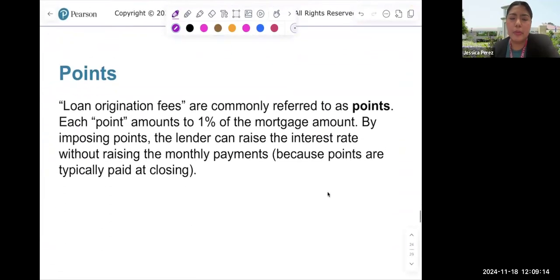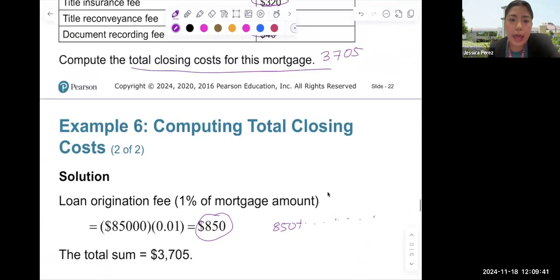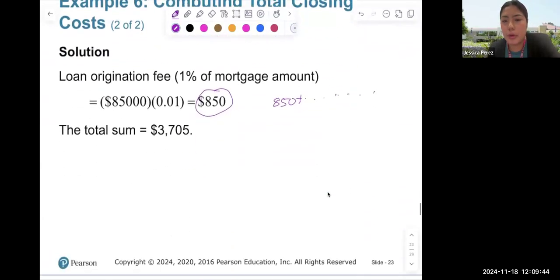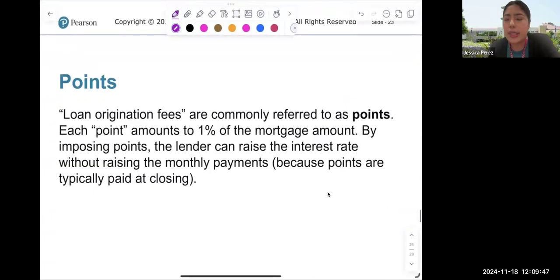Now let's talk about the definition of a point. So points are loan origination fees, commonly referred to as points. Each point amounts to 1% of the mortgage amount. By imposing points, the lender can raise the interest rate without raising the monthly payments because the points are typically paid at closing. So for example, here, that 1% of the mortgage was those points. That was each point. So each point amounts to 1% of the mortgage amount. So it's not necessarily increasing the interest rate, but it does increase the amount of money.